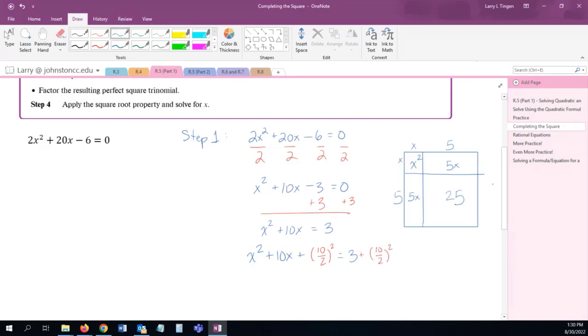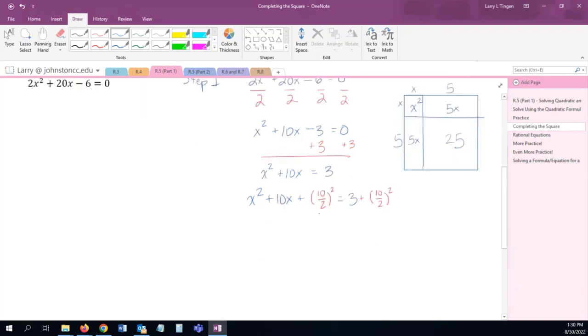What does that result in? Well, I just showed you in the box over there. 10 divided by 2 is 5. 5 squared is 25. So x squared plus 10x plus 25 is equal to 3 plus 25. Now, why did we do this, complete the square? Because every time we do it, the trinomial on the left is a perfect square. What is it? x plus 5 times x plus 5. Well, it's not x plus 5 every time, but this always factors down into a perfect square trinomial.